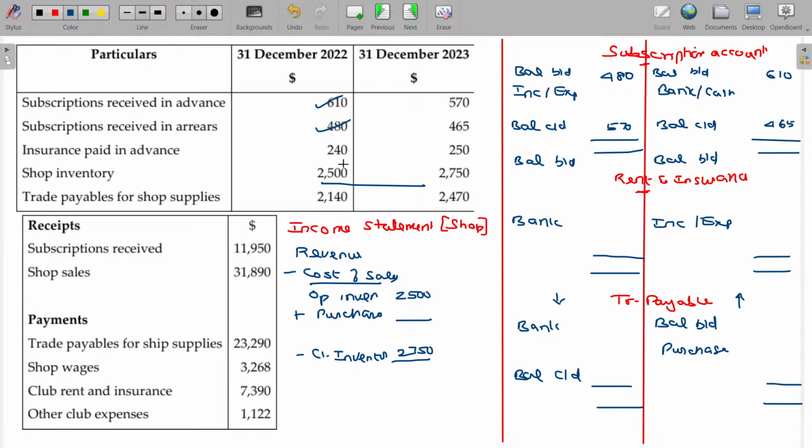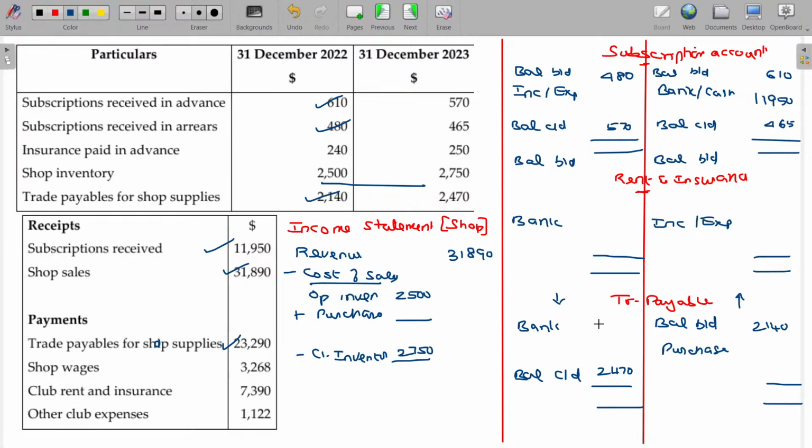Insurance paid in advance not required currently because we are not going to prepare income and expenditure, so this one is not required. Trade payables for the shop supplies 2140, 2470 trade payables. Subscription received 11,950. Shop sales, it's a predominant revenue here, 31,890. And trade payables for the shop supplies 23,290.